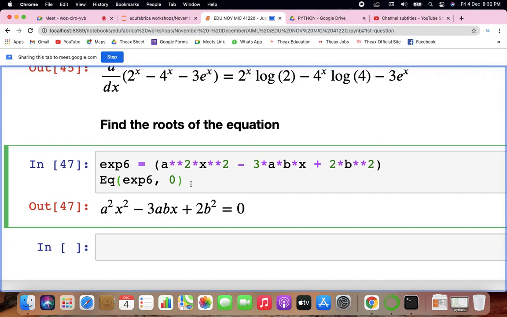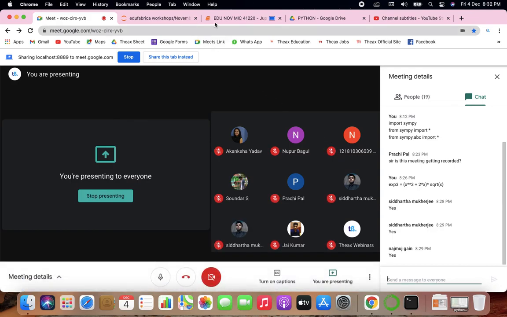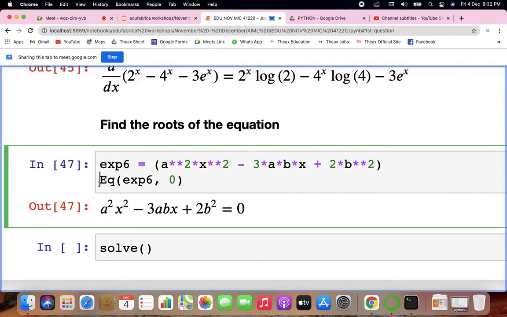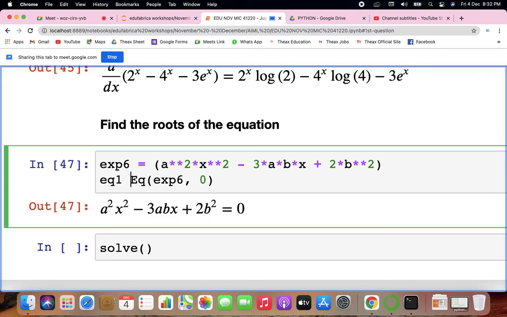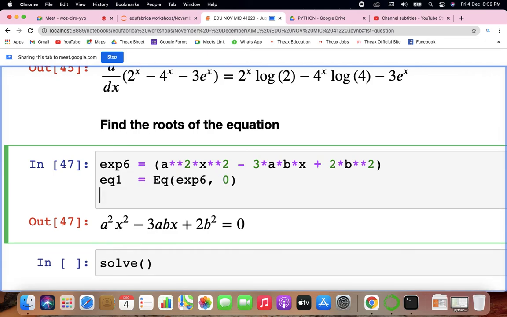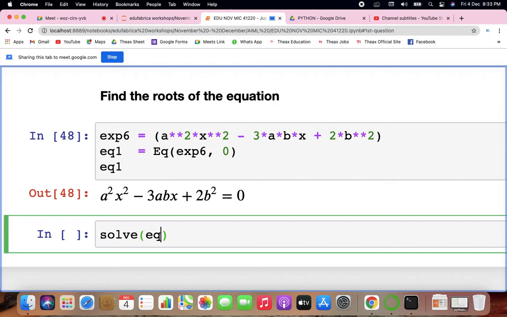Okay. So a²x² - 3abx + 2b² = 0. Now if you want to find the roots of this, we have a function for solving the equation. This is your equation, and you need to solve this. You just cannot write exp6 to solve right now, because that is the expression for now. So you need to define this as an equation, equation 1, and we can solve equation 1 here, because we need not solve the expressions.